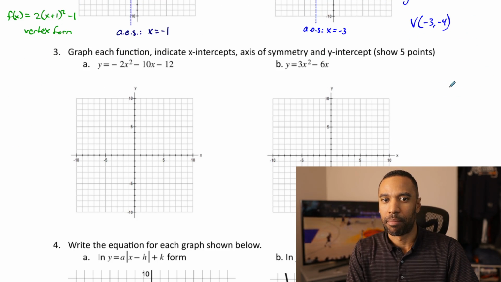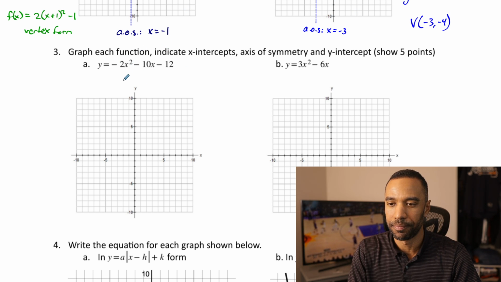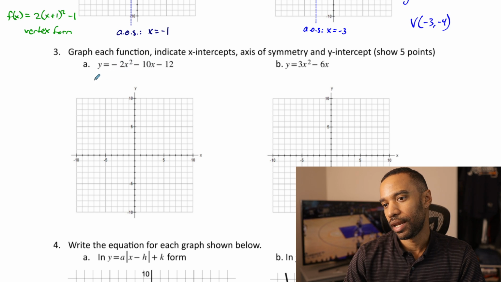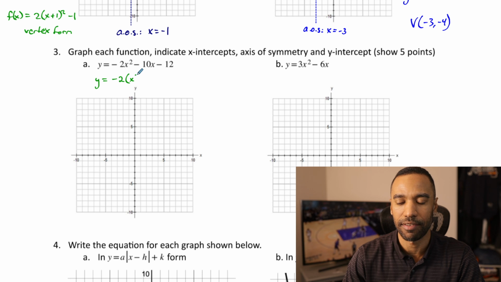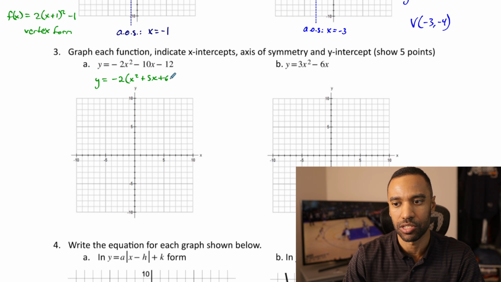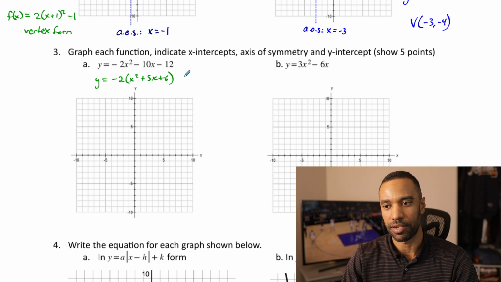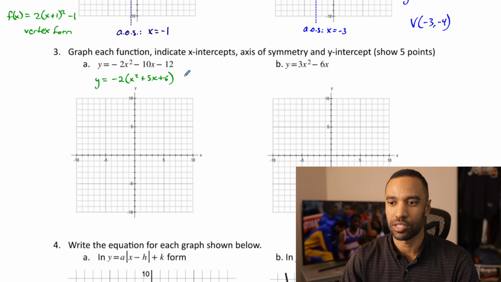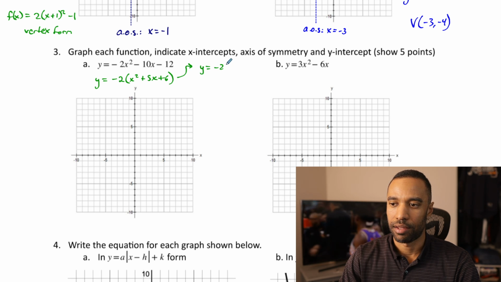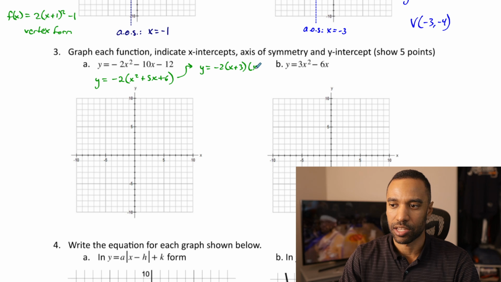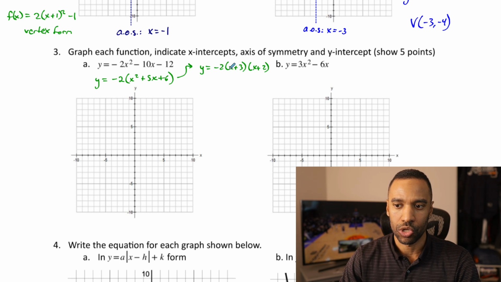All right, number 3, part A. Indicate x-intercepts, axis of symmetry, y-intercept. Okay, so all the same stuff as before. No new instruction. Now, this does have a factorization. If I take out -2, I'd have x squared plus 5x plus 6. The question is, can I use factored form to get the rest of the stuff in here? And I'd say yes. This factors into x plus 3 times x plus 2. You can choose to use this or -b over 2a, either or.